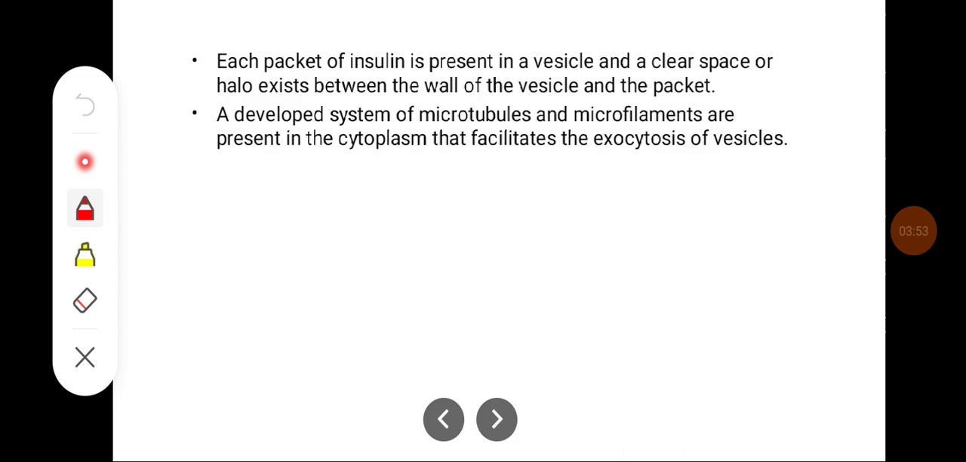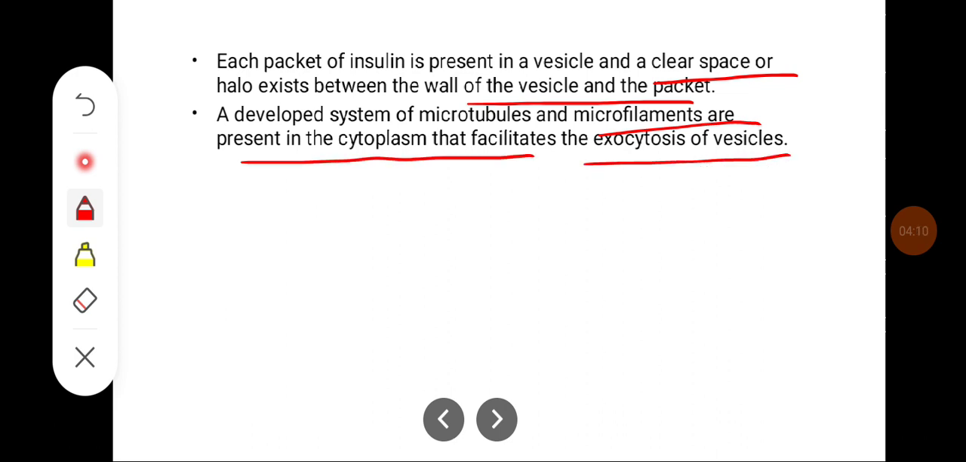Each packet of insulin is present in a vesicle and a clear space or halo exists between the wall of the vesicle and the packet. A developed system of microtubules and microfilaments are present in the cytoplasm that facilitates exocytosis of vesicles.